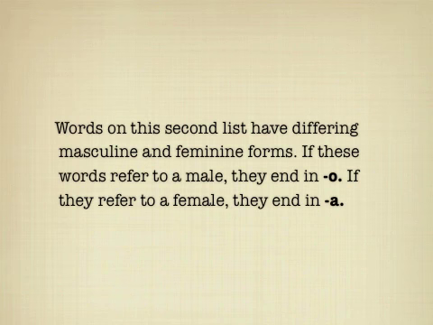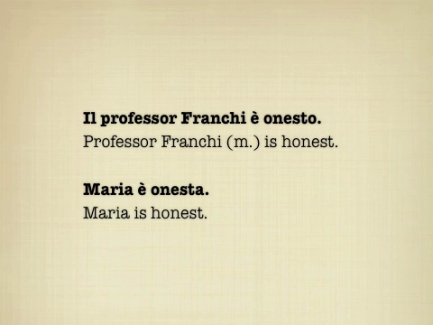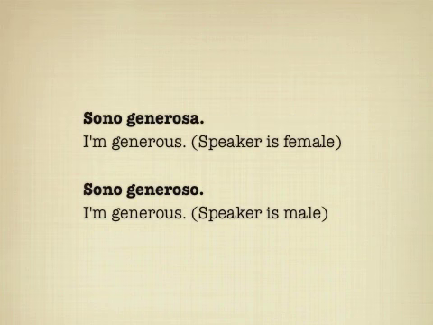I mentioned in at least one previous video that Italian is a little different than English in how it refers to and describes males and females. Related to this, the words on this second list end in o if they describe a male, and in a if they describe a female. So you could say, il professor Franchi è onesto, but you would say, Maria è onesta. The reason being that Professor Franchi is a man, and Maria is a woman or girl. This can take some getting used to, but it's not really more complicated than this. In the same way, I could say, sono generosa, whereas if you're a guy, you would say, sono generoso.